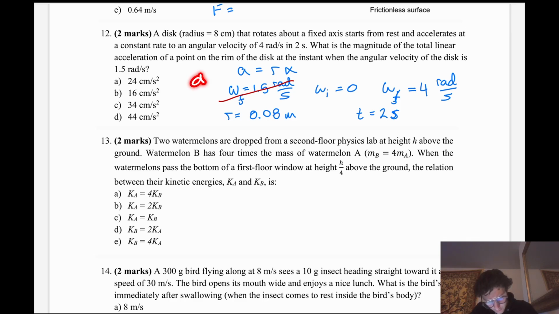So if we find acceleration, what is the magnitude of the total linear acceleration on the rim of the disk at the instant when the angular velocity of the disk is 1.5?